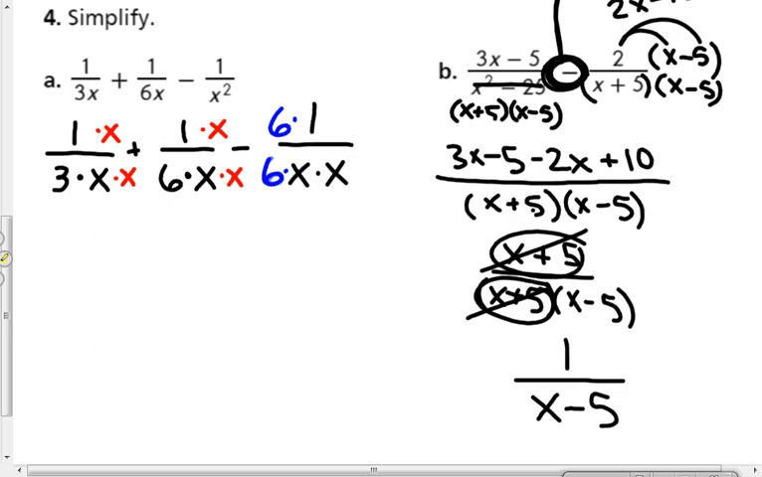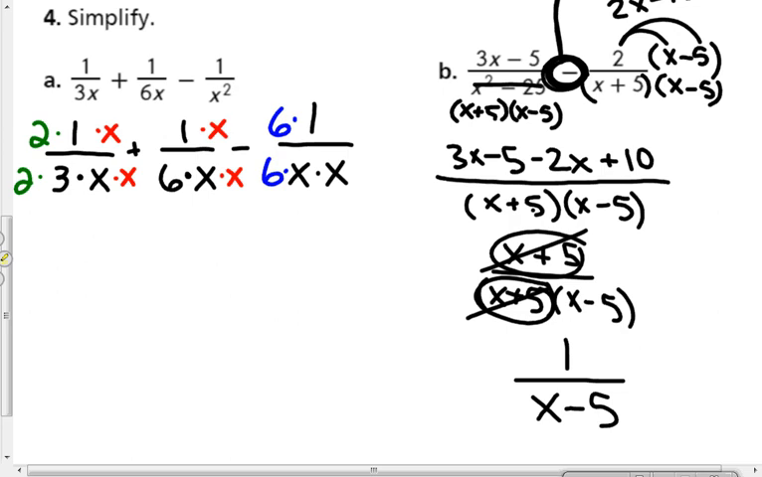Now we're almost there. 2 of our 3 fractions have 6x squared in the denominator, but there's 1 left. What are you going to do? I liked when you said multiply better than add, right? Multiply the first fraction by 2, all right? So we're going to do times 2 times 2.